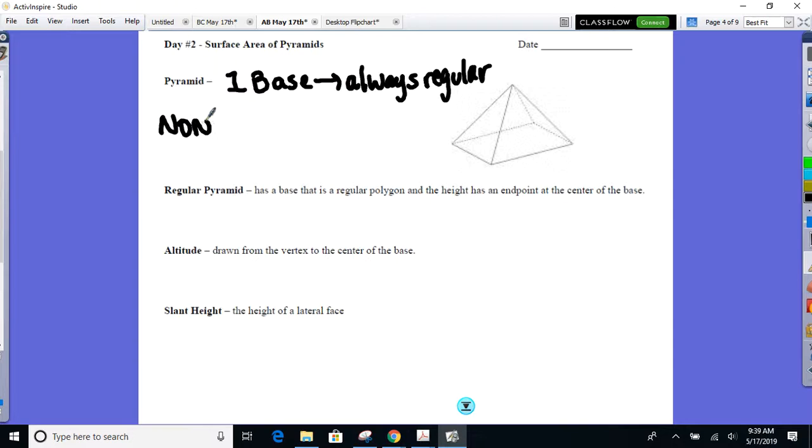Tell me something about the non-base of a pyramid. Take away the base, the rest of the faces are what? Triangles, yes. And I'm even going to make it even more specific, congruent triangles. So congruent triangles as faces.